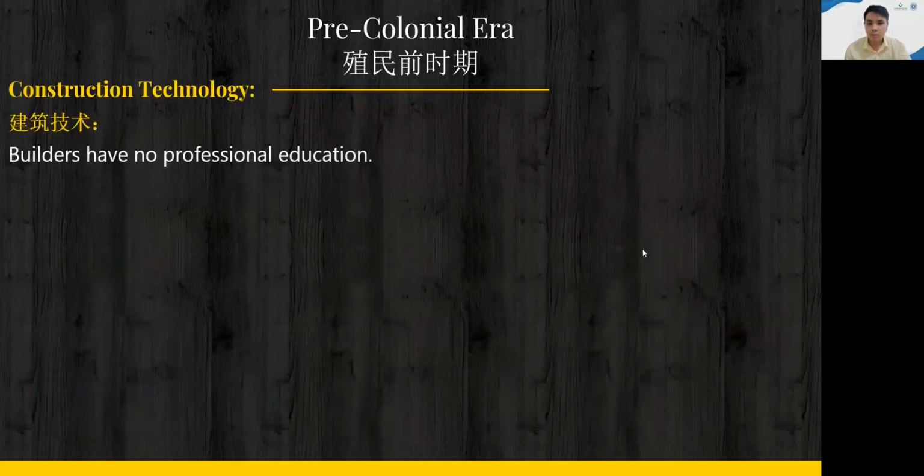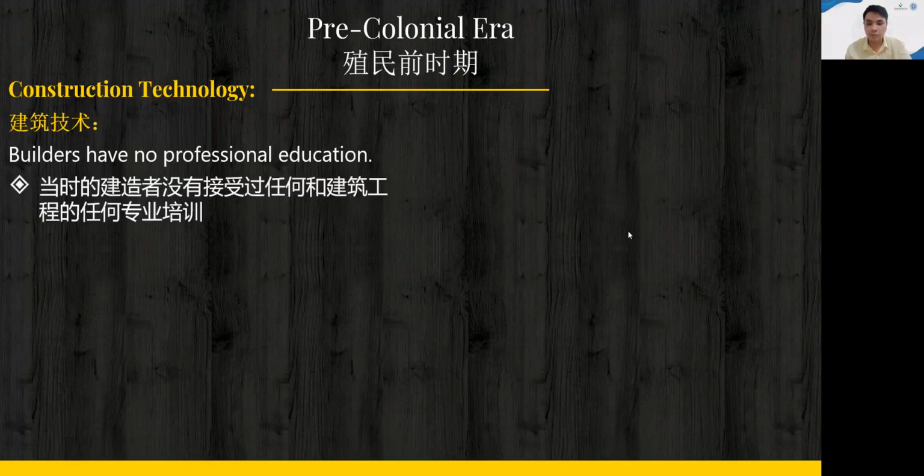In terms of the construction technology, builders at this time had no professional education. During this time, people built houses without the help of professionals such as engineers or architects. They only relied on learned building traditions that were refined through the process of trial and error. The structure after construction is open for later modifications.